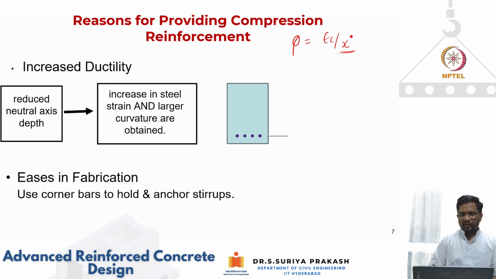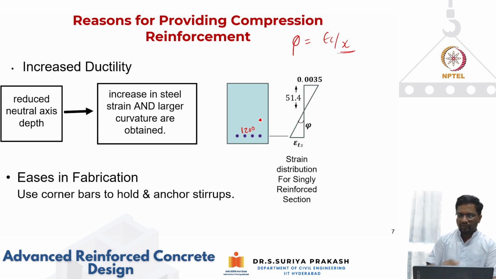So this is what we have done. If you remember, we did the analysis for the first case of, let's say, 1200 mm square. When your epsilon c at the top becomes 0.0035, if you go back and look at the previous videos, we got x equal to 51.4 to satisfy force equilibrium. So if I take the curvature for this case of only the singly reinforced section, my curvature is going to be 0.0035 divided by 51.4.